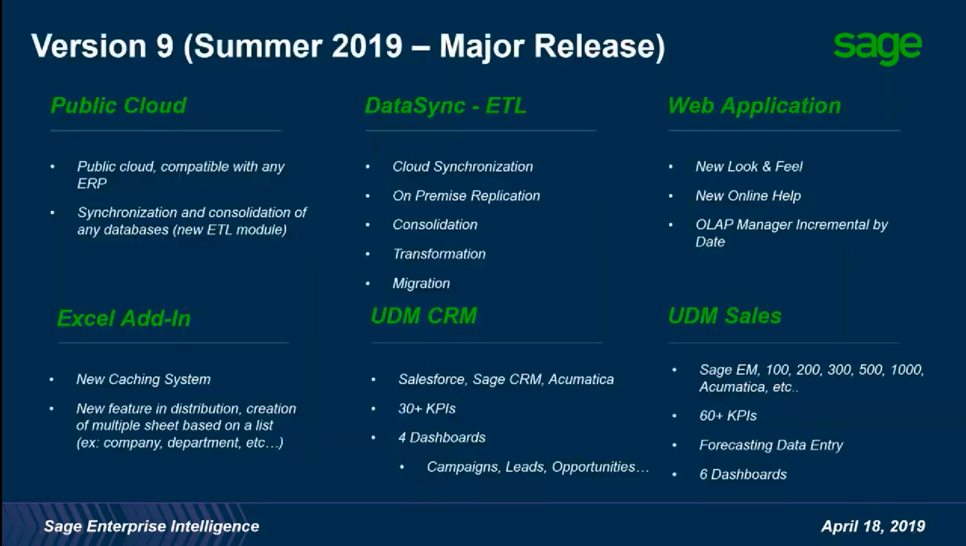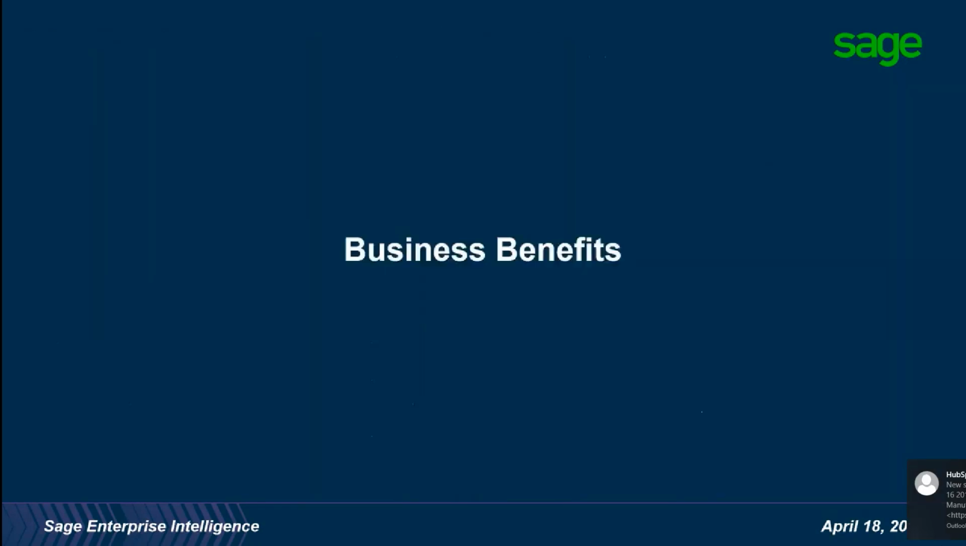In terms of version 9, there's a lot of exciting things coming up with SEI. First of all, we're going to be delivering our public cloud, so the software will be fully cloud. That'll be available with version 9. Our ETL functionality, a full redesigned user interface in the web, some major improvements in the Excel as well, and our UDM, our Universal Data Model for CRM and sales, will be delivered with version 9 as well.